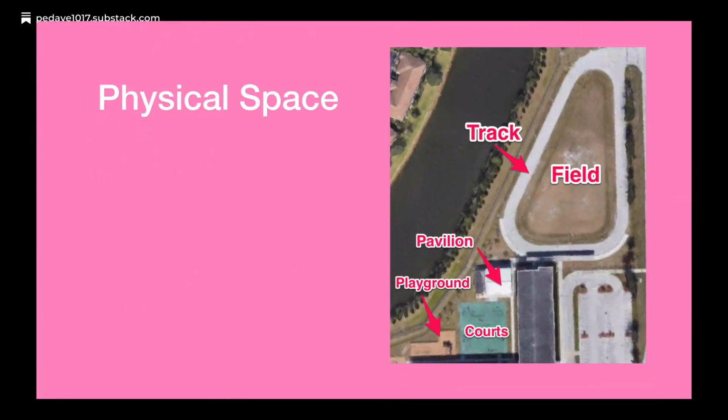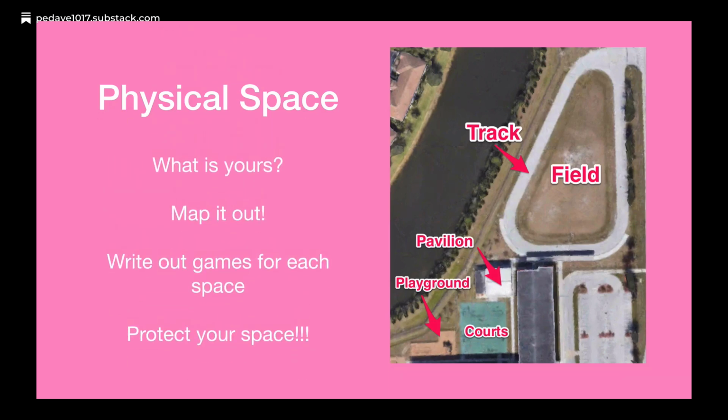Okay, your physical space. So what I like to do is take a picture of it, Google Maps or whatever, take a picture of it, label it, decide, again, what is yours, map it out. And what I like to do is actually write out the games for each space. In this diagram, it shows my field, pavilion, my basketball courts. Sometimes we have access to the playground, not a lot, but sometimes. And so I'll map it out on a piece of paper. I'll say, okay, in the field, these are the games we could play out there, or these are the units we could hold out there. Okay, under the pavilion, these are the games we could play.